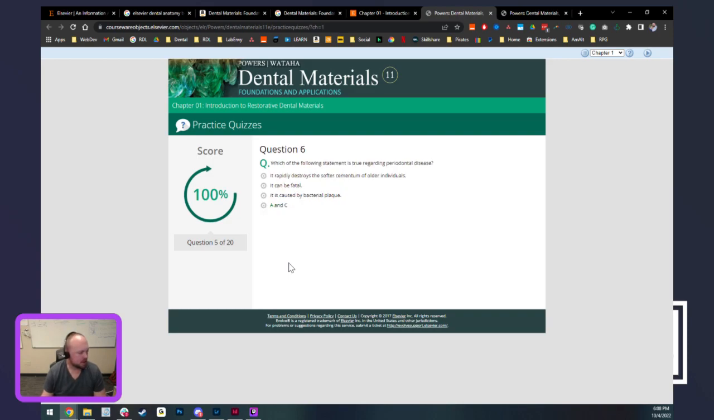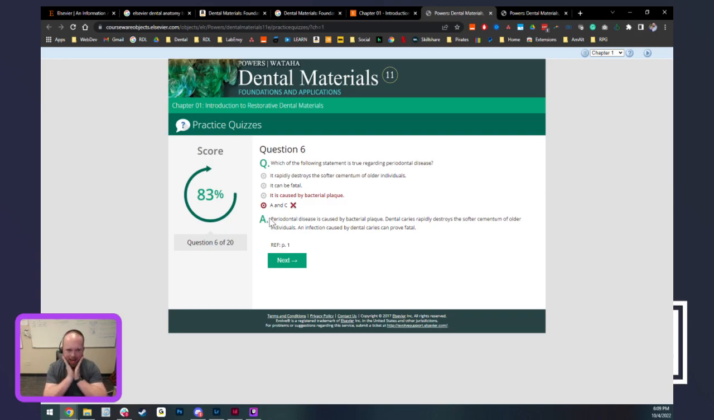Which of the following statements is true regarding periodontal disease? It rapidly destroys the softer cementum of older individuals. It can be fatal. It is caused by bacterial plaque, both A and C. It's just A. So, it rapidly destroys the softer cementum.